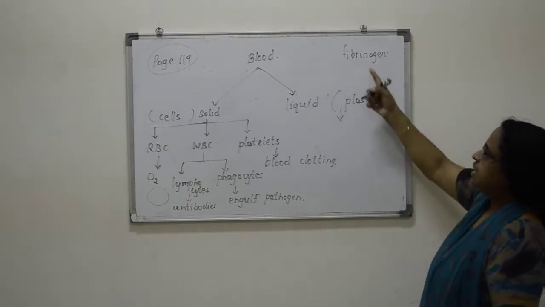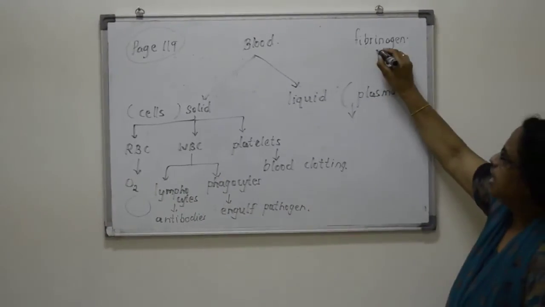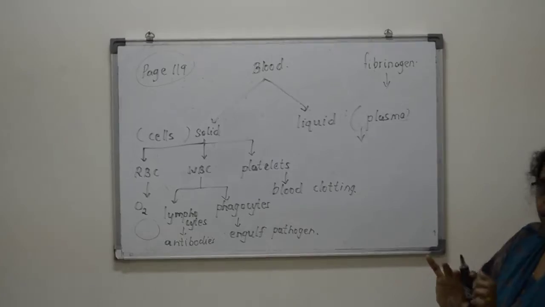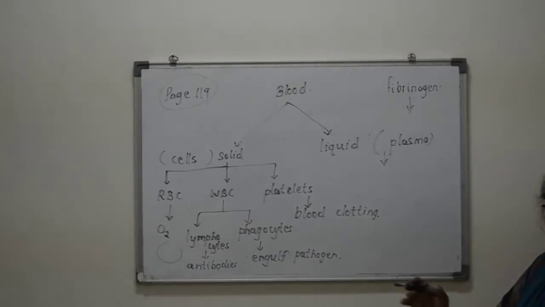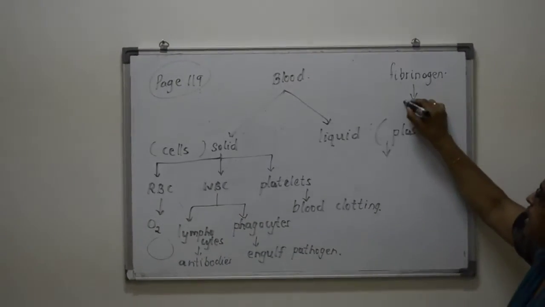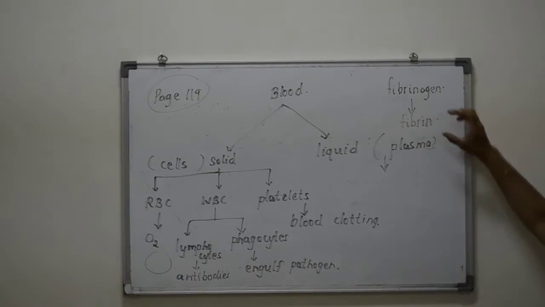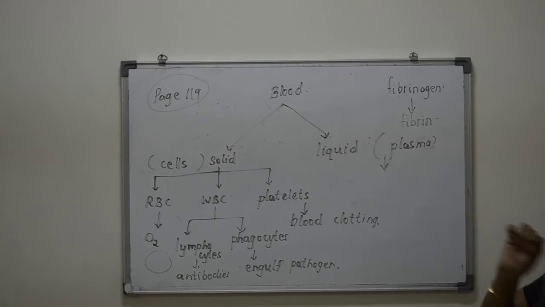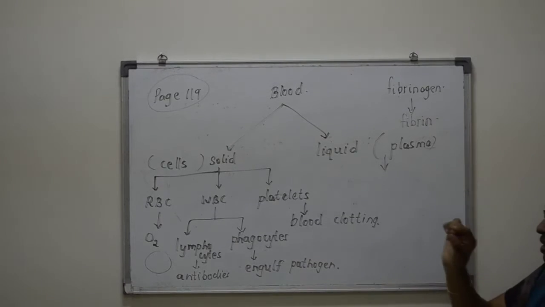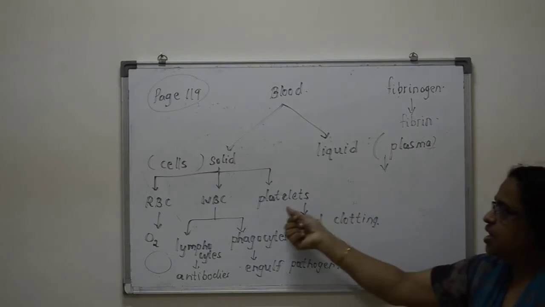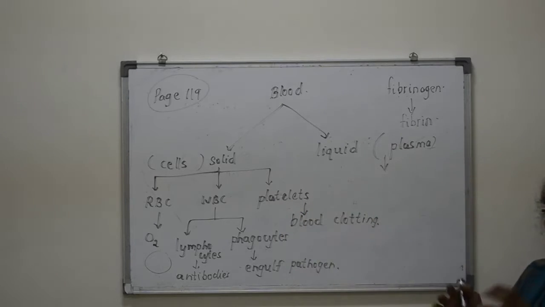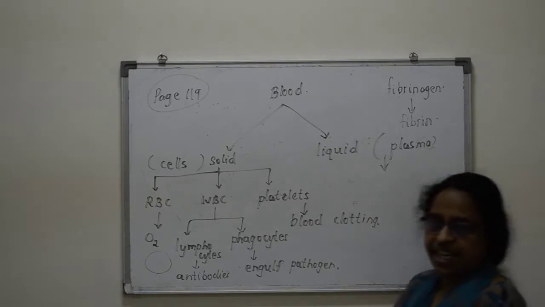Okay, that fibrinogen is changed or converted because of some enzymes. It is changed to fibrin, and this fibrin will make small fibers in which the platelets are entangled, and then it makes a clot. So I'll just repeat once again.